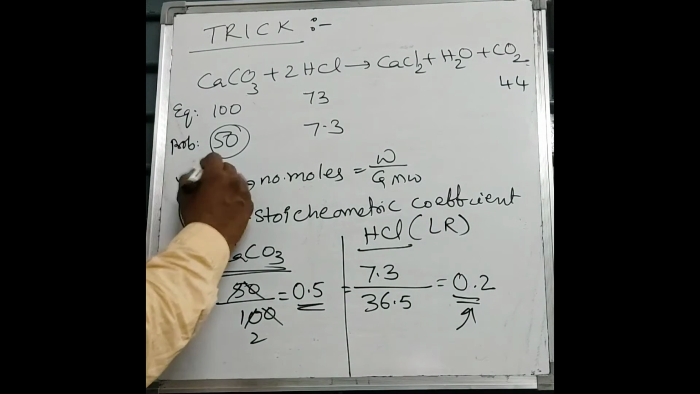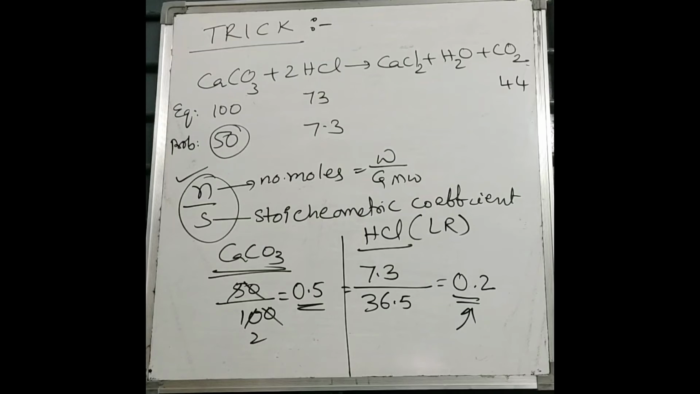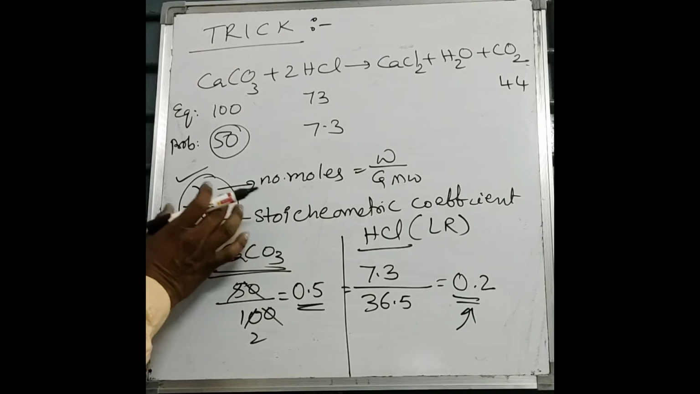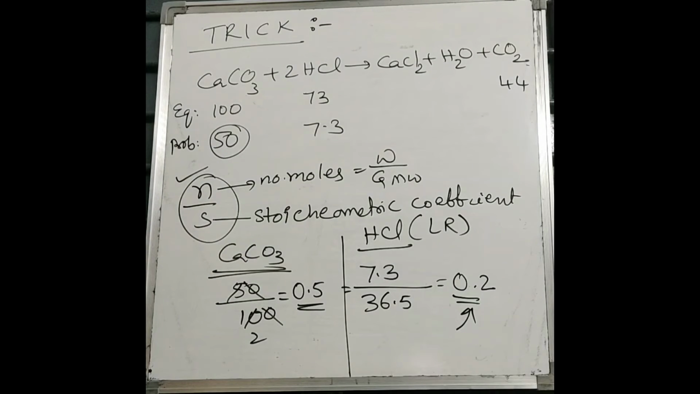So this is the trick to find the limiting reagent in the given equation. So N by S. You have to follow it for so many reactions. So this is the trick. N by S is the best way to find the limiting reagent, based on which we can expect the formation of product. Okay, now I am coming back to the problem.